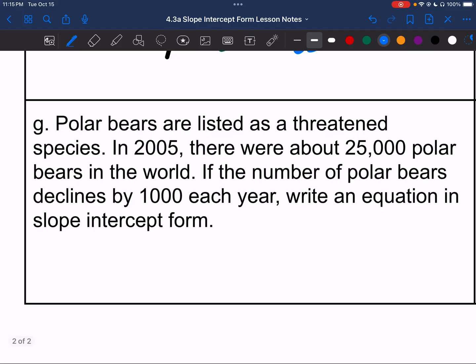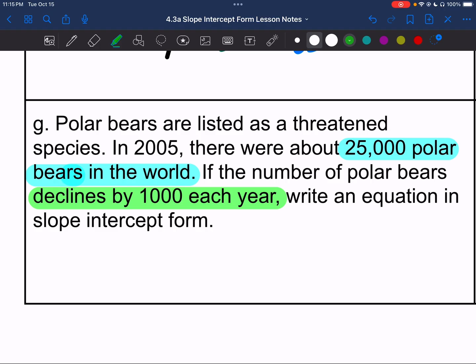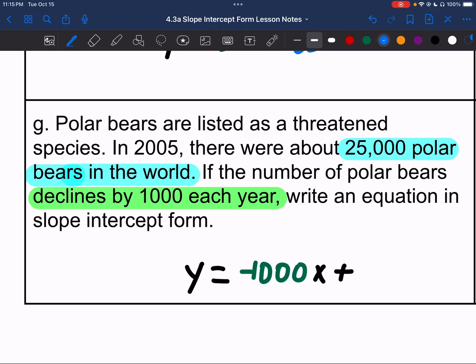Letter G. Polar bears are listed as a threatened species. In 2005, there were about 25,000 polar bears in the world. If the number of polar bears declines by 1,000 each year, write an equation in slope-intercept form. All right, so our starting amount, we're starting with 25,000 polar bears in the world. What is our rate? It is declining by 1,000 each year. So we're going to go ahead and write our equation. Y is equal to our slope, negative 1,000 times x, plus our starting amount, 25,000.